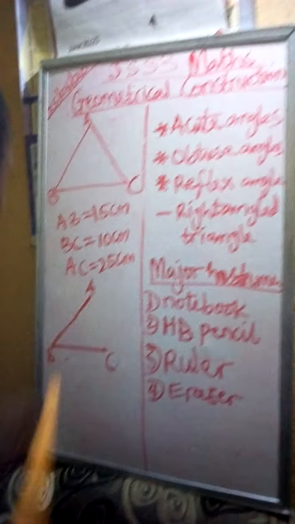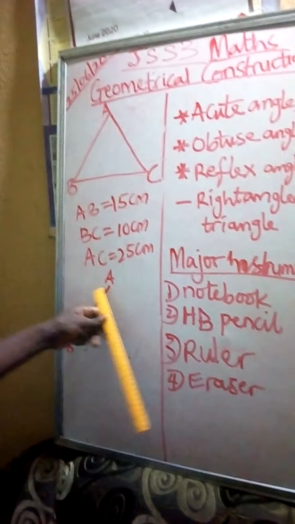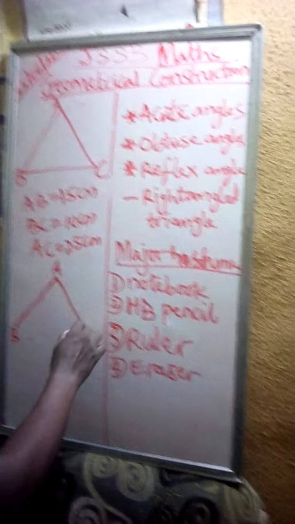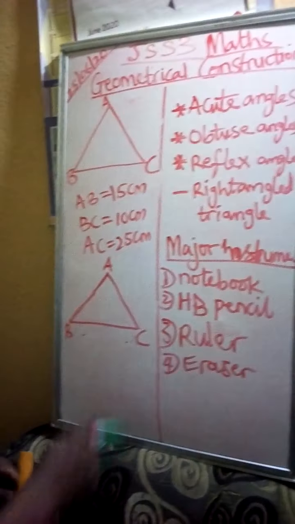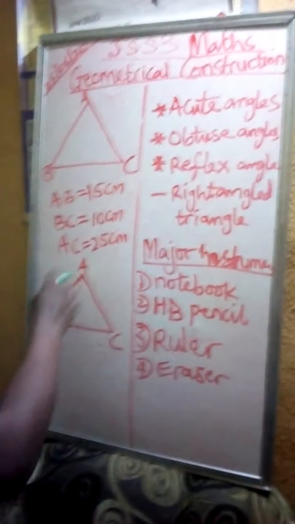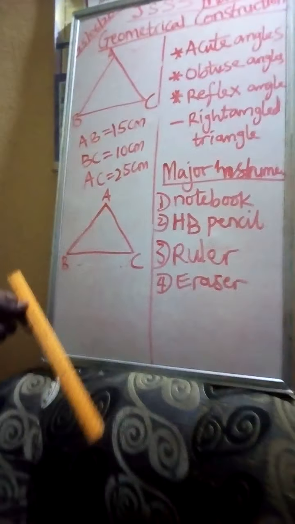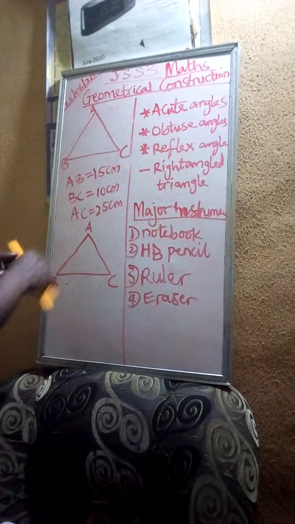And this definitely will be 25. That means this will not be your C. So you have to get the understanding of how to use the ruler when you are talking about geometric construction. You have to understand the using of the ruler. With that, you'll be able to understand using of the ruler.